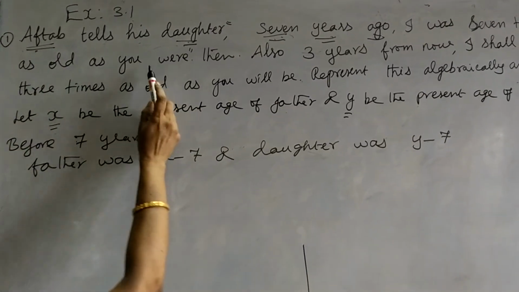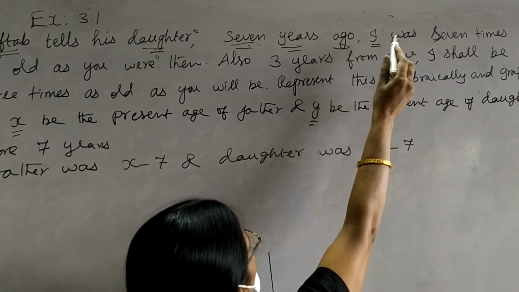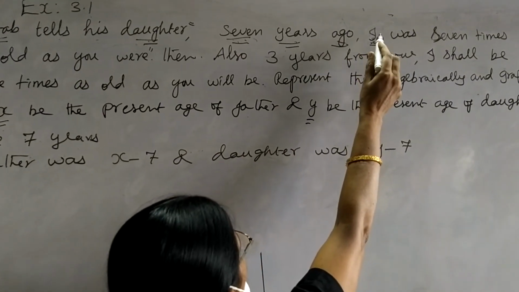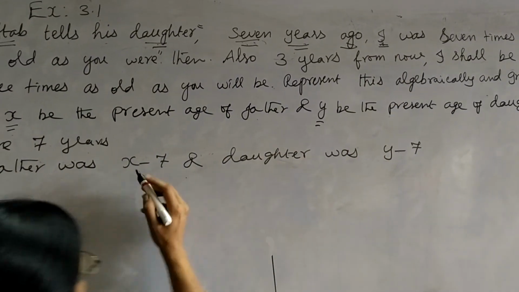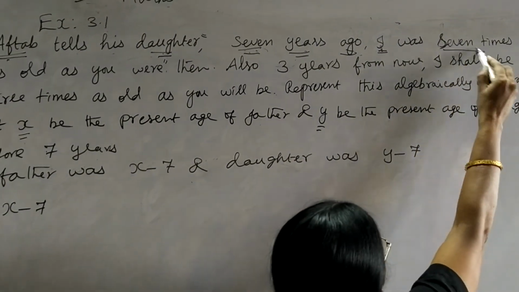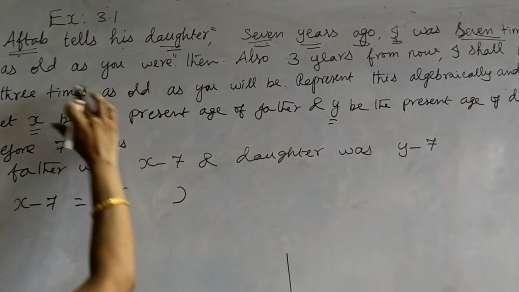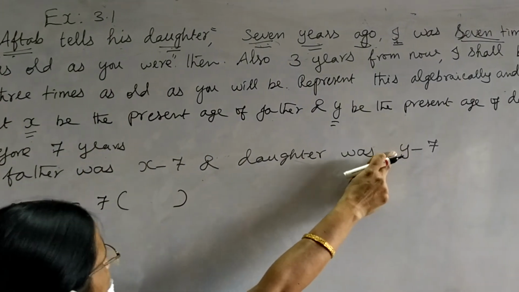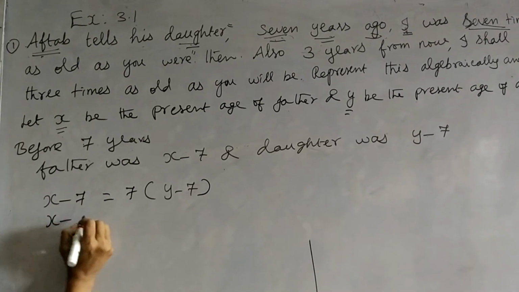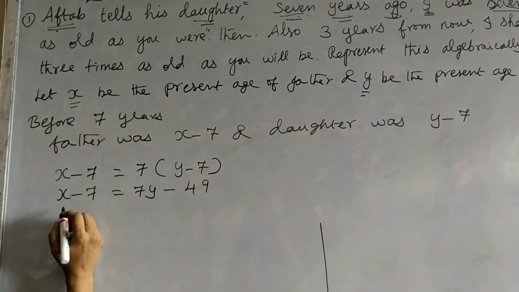Now we come to the statement. What he is saying: 7 years before I was... Who is talking? Father is talking. So I represents father, and we have to start with the father's age. What was the father's age before 7 years? It was x minus 7. He was 7 times, so 7 multiplied by the daughter's age at that time. At that time daughter was y minus 7. This is the first equation. So x minus 7 is equal to 7y minus 49.